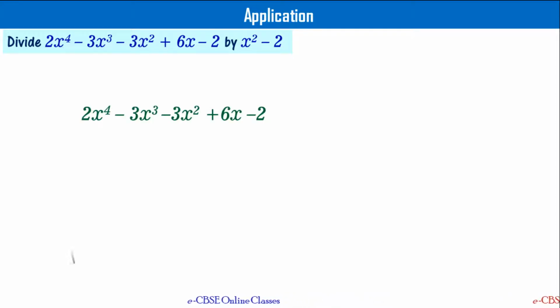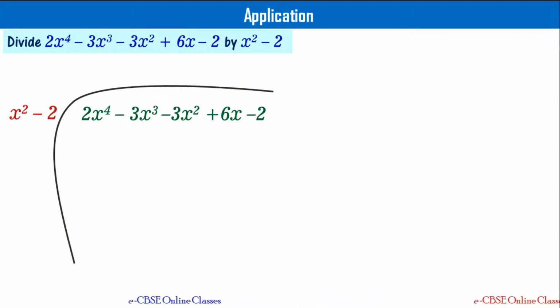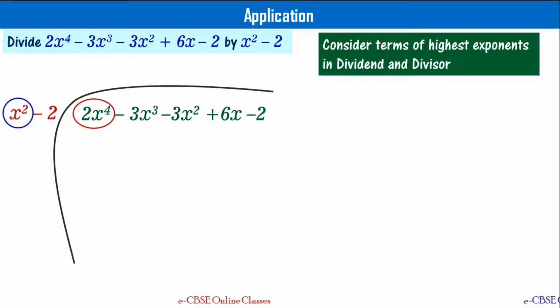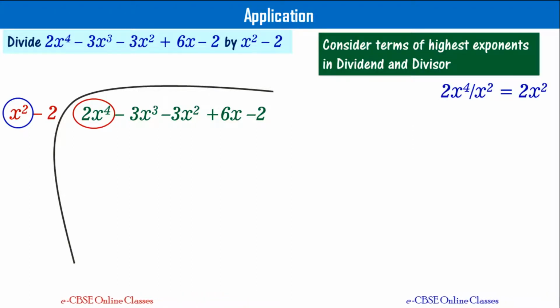Let's write both the polynomials as shown here and consider terms of highest exponents from these functions. 2x power 4 and x square are the terms. Now let's divide 2x power 4 with x square. The answer is 2x square. This goes at the top as part of your quotient.